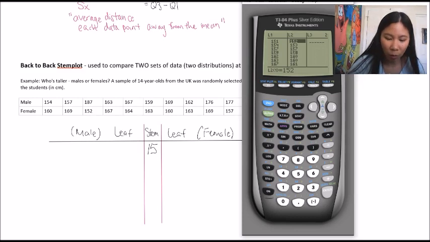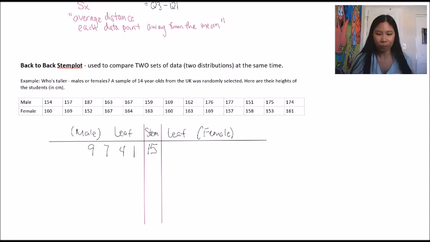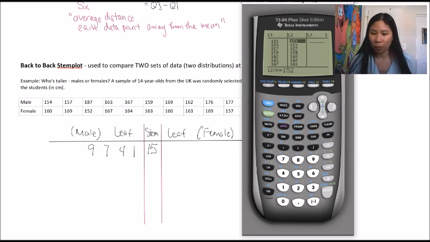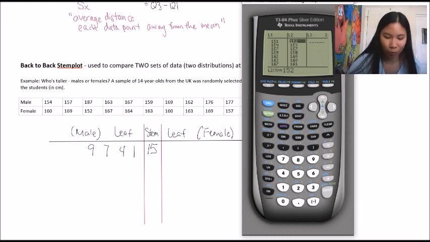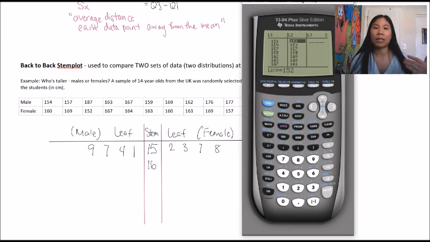So it'll be 1, 4, 7, 9, going out this way. Okay, and then for the females, in the 150s, we have 2, 3, 7, and 8, and that goes the normal direction. So 2, 3, 7, 8. And then our next stem would be the 16s, because 160 something, and then we continue on that way.